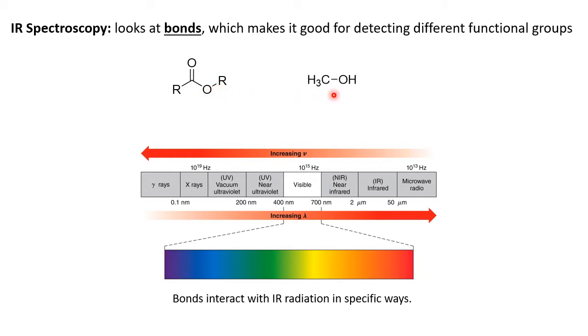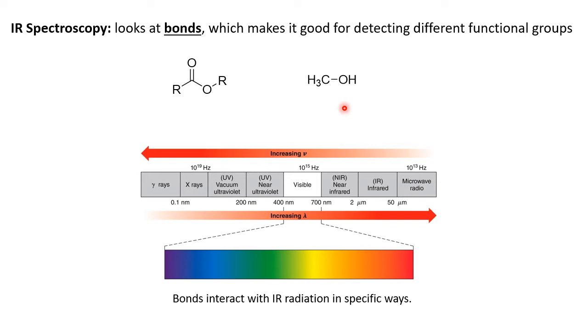In the alcohol over here, we also have a variety of bonds. We have an oxygen bound to a hydrogen, that's one type. We have the oxygen bound to the carbon, and then we also have carbon bound to 3 hydrogens. So again, a variety of types of bonds in this alcohol.